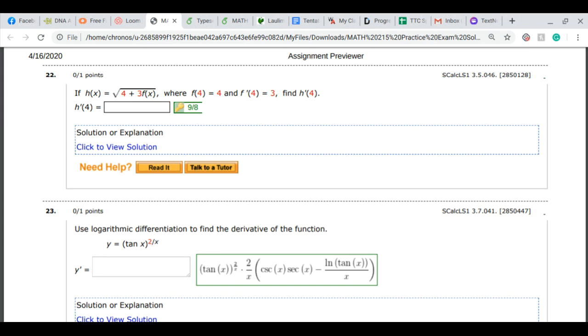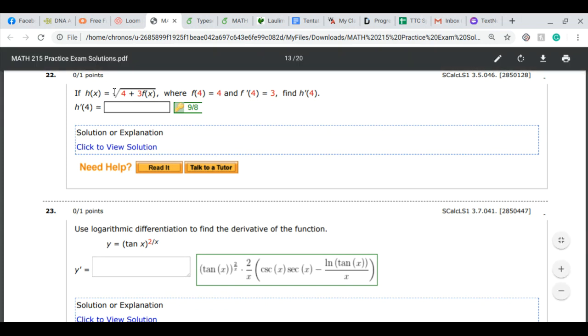Okay, so here, this is just a matter of using the chain rule. The outside function is square root. The derivative of square root is 1 over 2 square root, times the derivative of the inside function. So 1 over 2 square root of 4 plus 3 f of x, times 3 f prime of x. That's the derivative of the inside function.